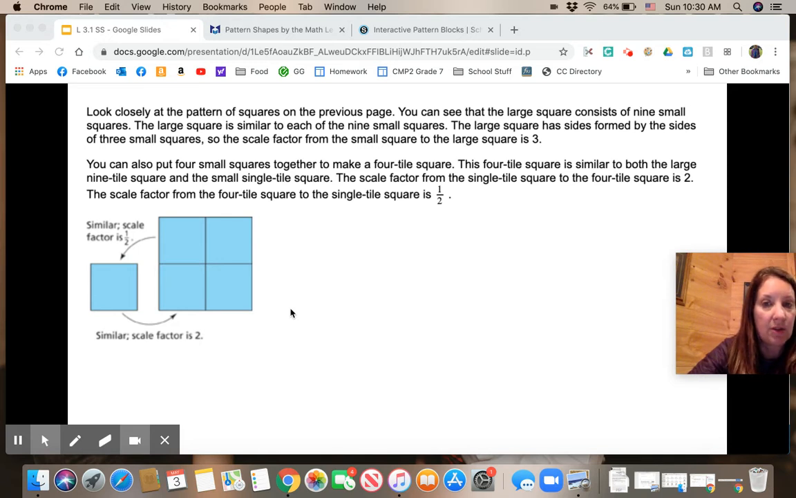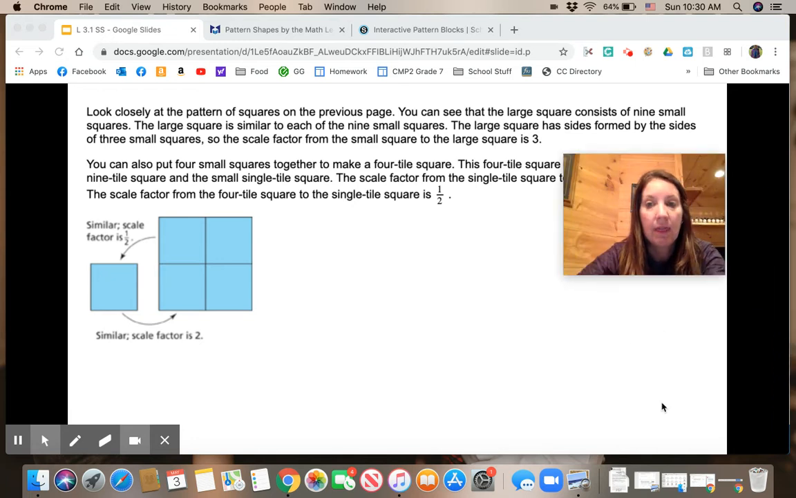You can put 4 small squares together to make a 4-tile square. This 4-tile square is similar to both the large 9-tile and the small single-tile square. The scale factor from the single tile to the 4-tile square is 2, because you're putting 2 across, a 2 by 2. The scale factor from the 4-tile to the small is 1/2. We talked about that again last week too: from small to big, what are you doing to the sides? And from big to small, what are you doing to the sides? Dividing by 2 is the same as multiplying by 1/2.